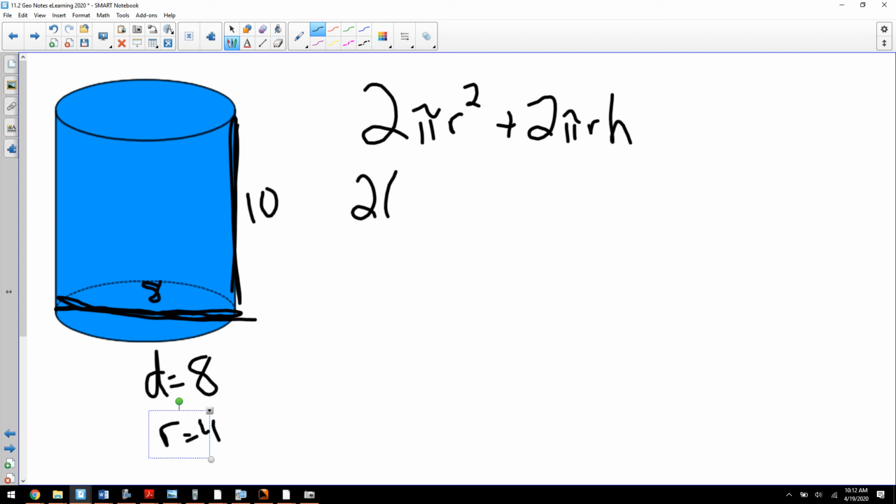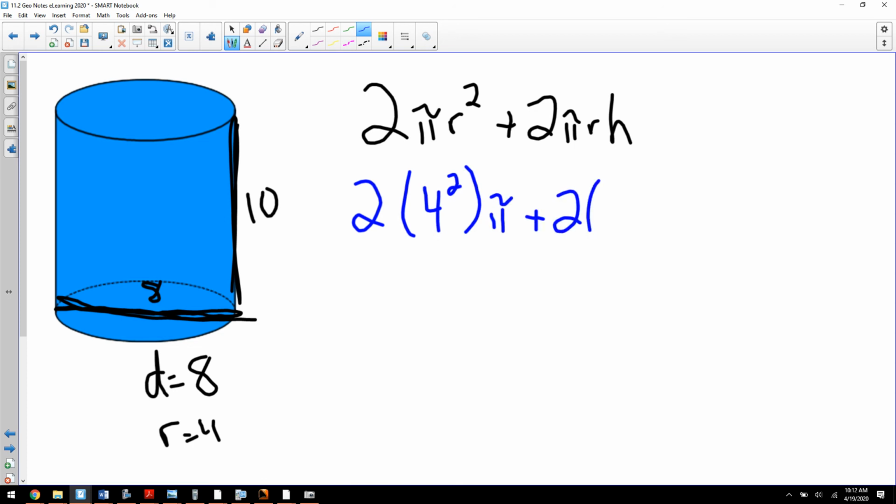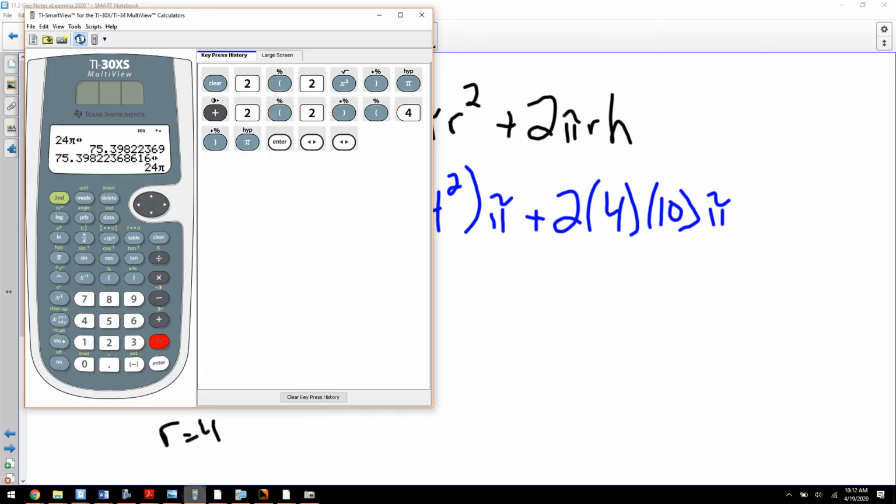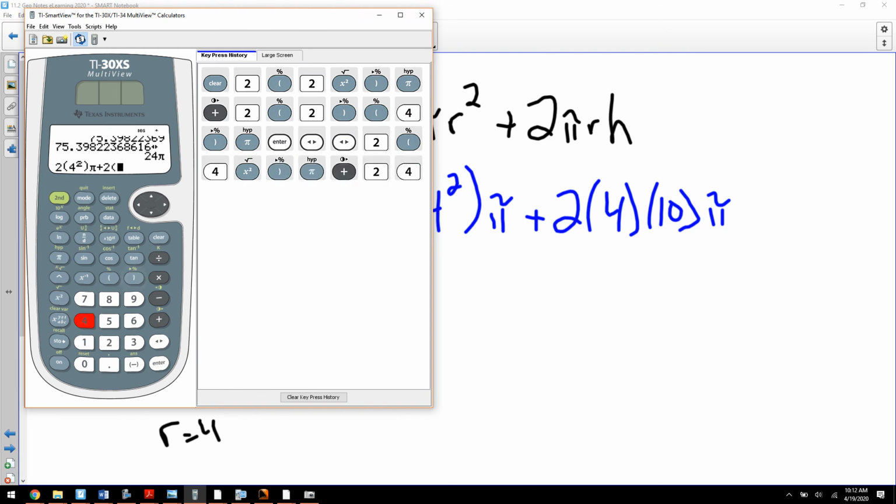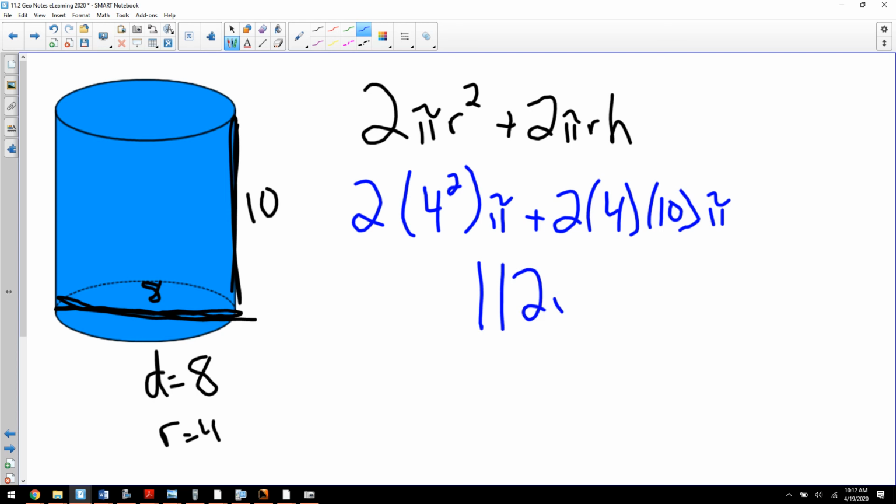So we have 2 times 4. Oops, sorry, I squared it. Let me write that. We have 2 times 4 squared pi plus 2 times 4 times 10 times pi. Go right to our calculator. 2 parentheses 4 squared, close it, pi plus 2 times 4 times 10 times pi. And you wind up with 112 pi units squared. Okay.